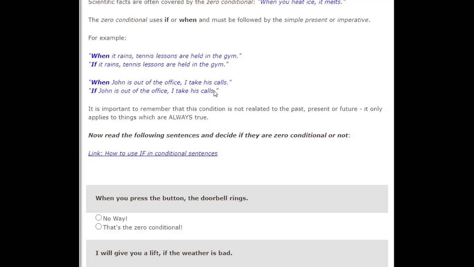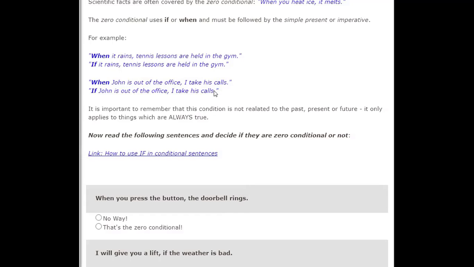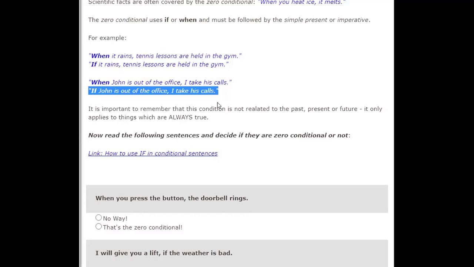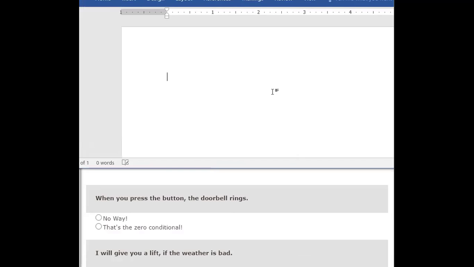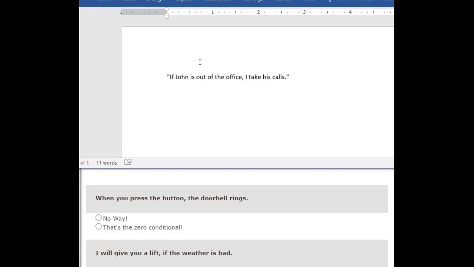If you change something like this, you will have to be careful with the punctuation. So for example, let me help you with this. If you switch the clauses, you will have to be careful with the punctuation. Let me help you with this. For example, I have brought the sentence here. Now for example, if I say, I take John's calls if he is out of the office.